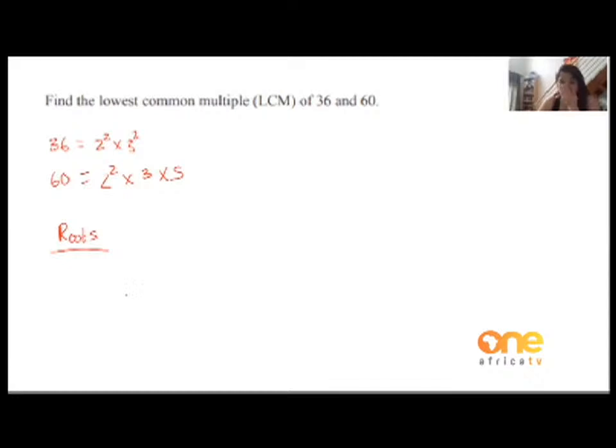So for example, if I wanted to find the square root of 144, what I could do is do a prime factorization of this number and then circle the answers in pairs. So let's have a quick look. Let's do the prime factor ladder for 144.